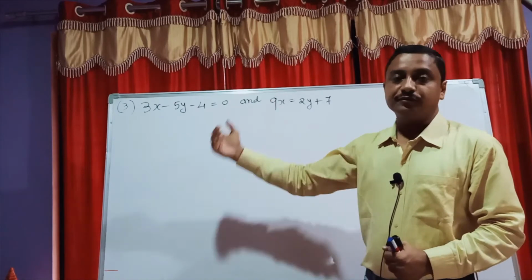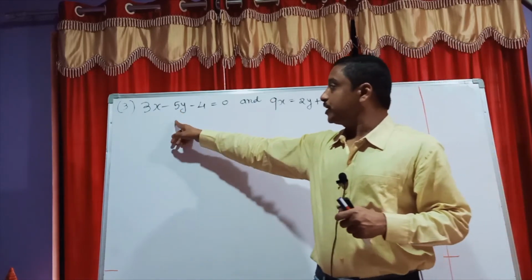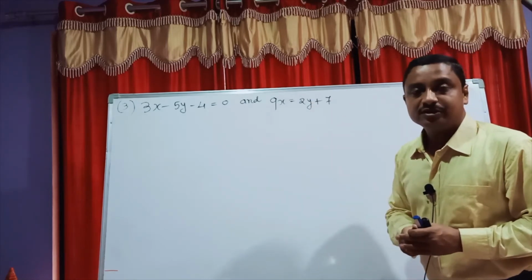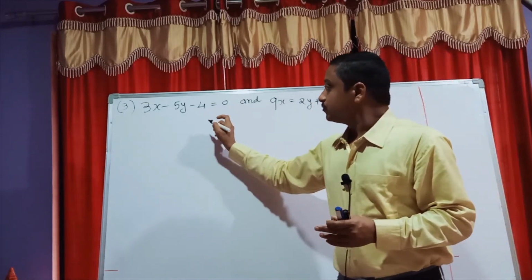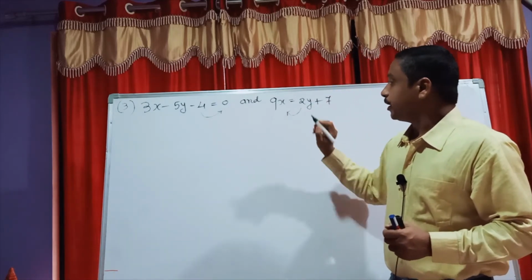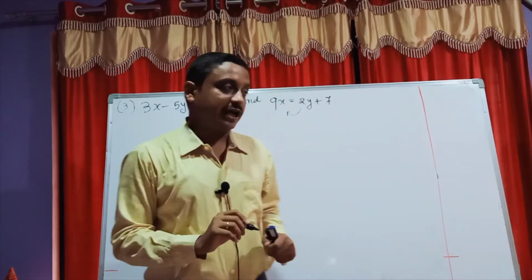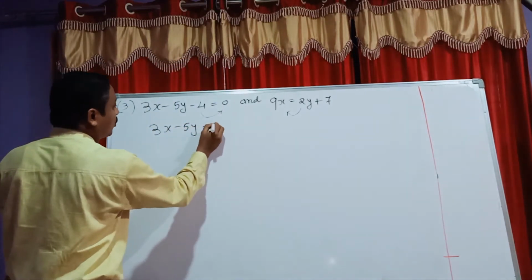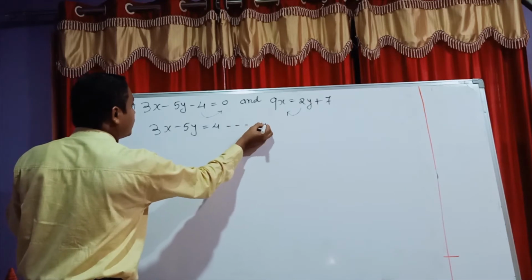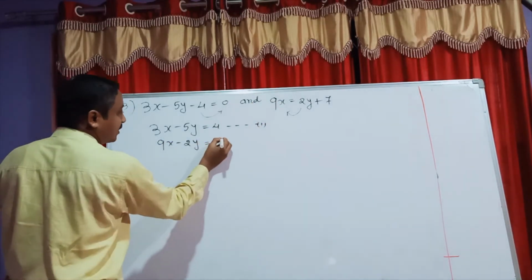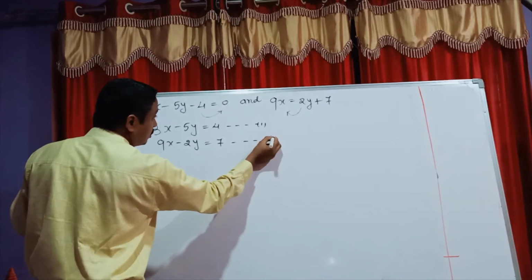Same as the third one now. The question is 3x minus 5y minus 4 equal to 0 and 9x is equal to 2y plus 7. Students, first of all, this 4 you just move to the right side and 2y take to the left side. Then your elimination method is applied. So here it is 3x minus 5y is equal to 4, statement 1. And this is 9x minus 2y is equal to 7 as it is, statement 2.